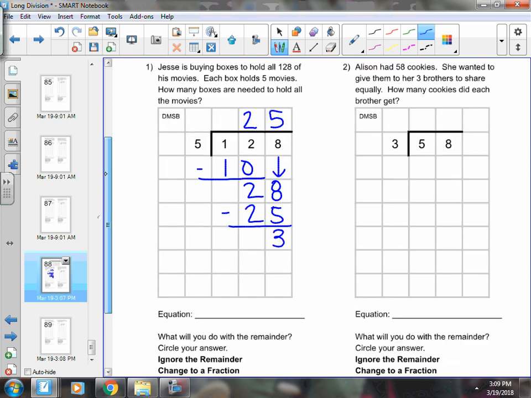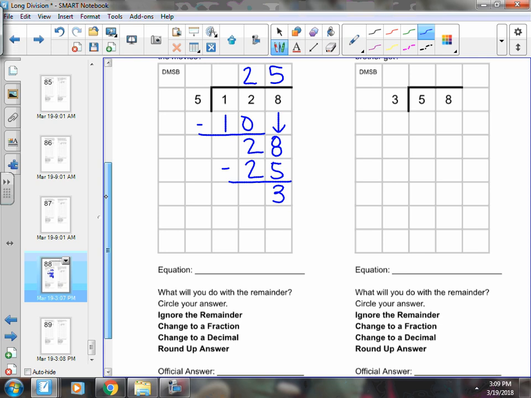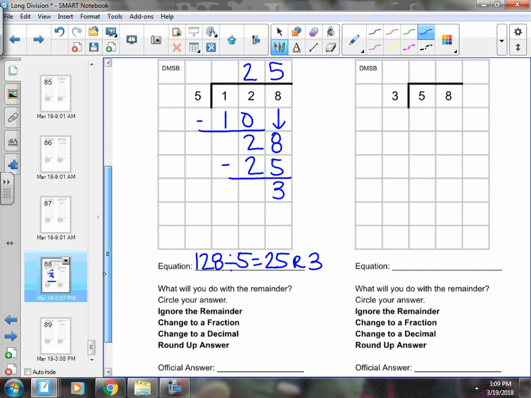So mathematically, our answer is 25 remainder 3. So our equation, 128 divided by 5 equals 25 remainder 3. 25 remainder 3 boxes, that sounds ridiculous.